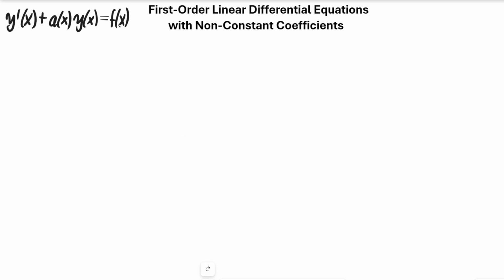f of x is also called the forcing function, and what is given in our case is a and also the forcing function, and we want to compute the solution y of x of this system. You might know that the solution consists of two parts, the homogeneous and the particular solution. So let's get started with the homogeneous solution.